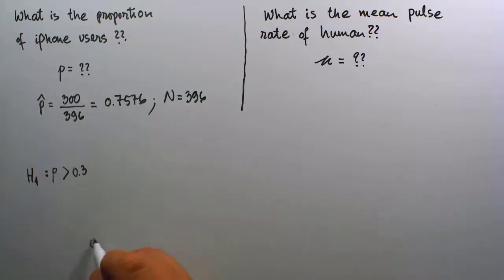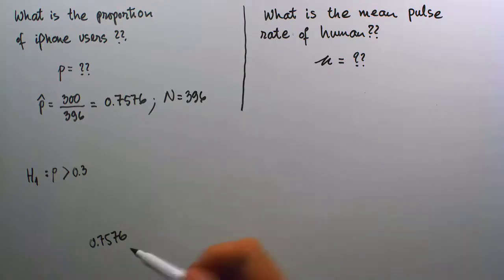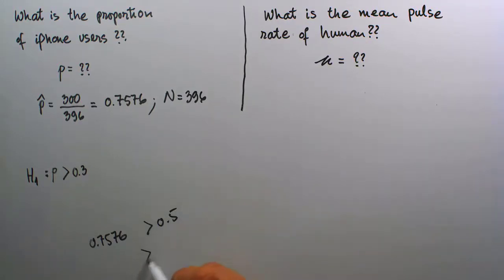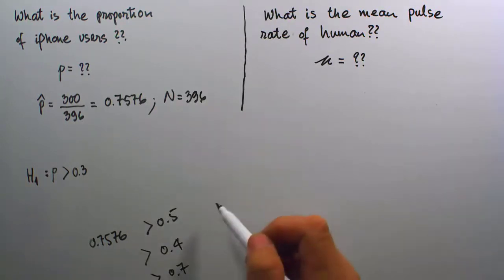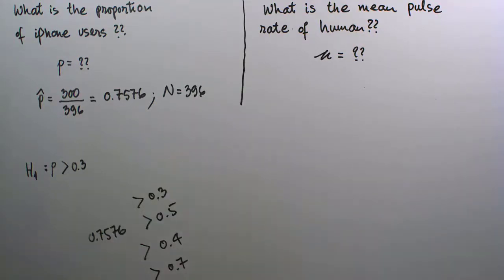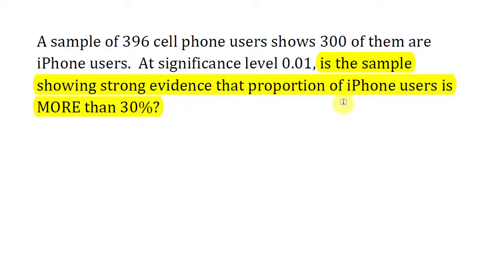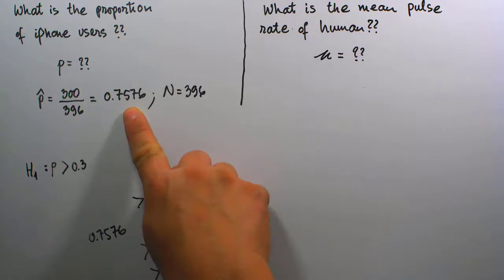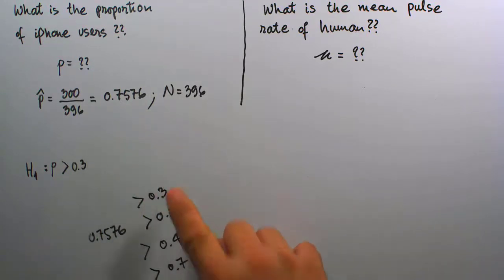But 0.7576 itself, this sample that we currently have, is greater than a lot of other values. It's greater than 0.5 for sure. It's numerically greater than 0.5. It's greater than 0.4. It's greater than 0.7, and it's also greater than 0.3, of course. But why is this problem specifically asking us to compare this value of the sample with 0.3? So think about it that way for a moment.